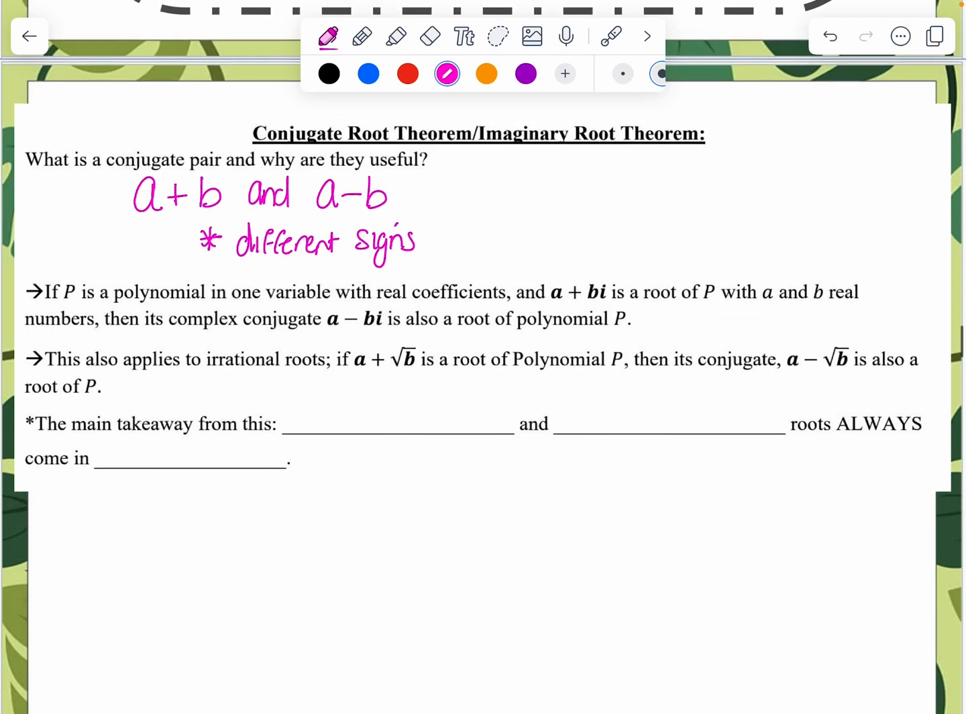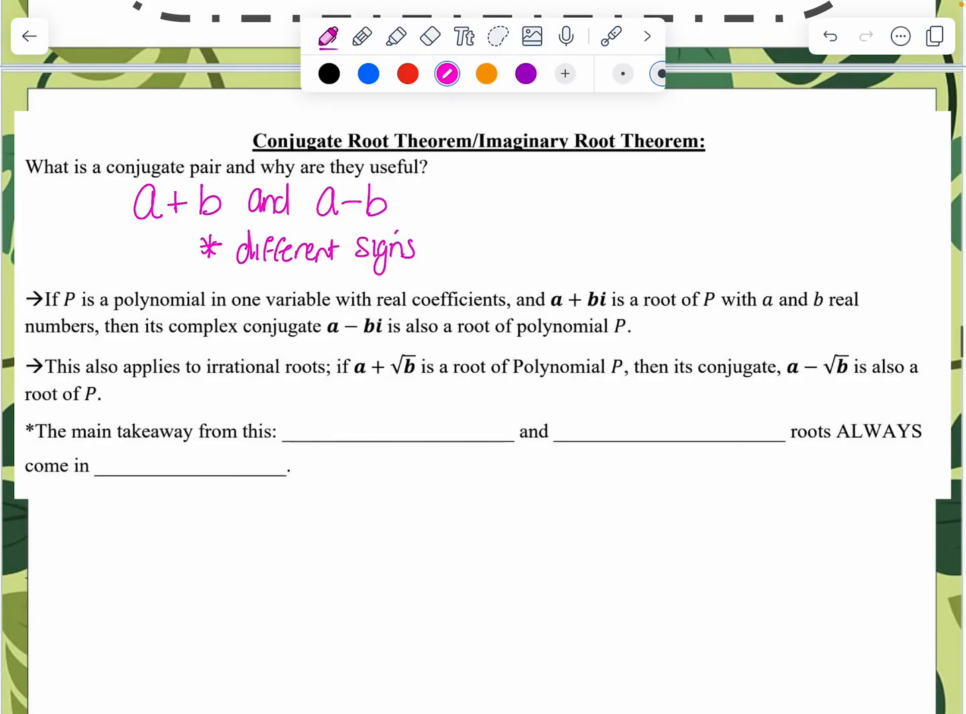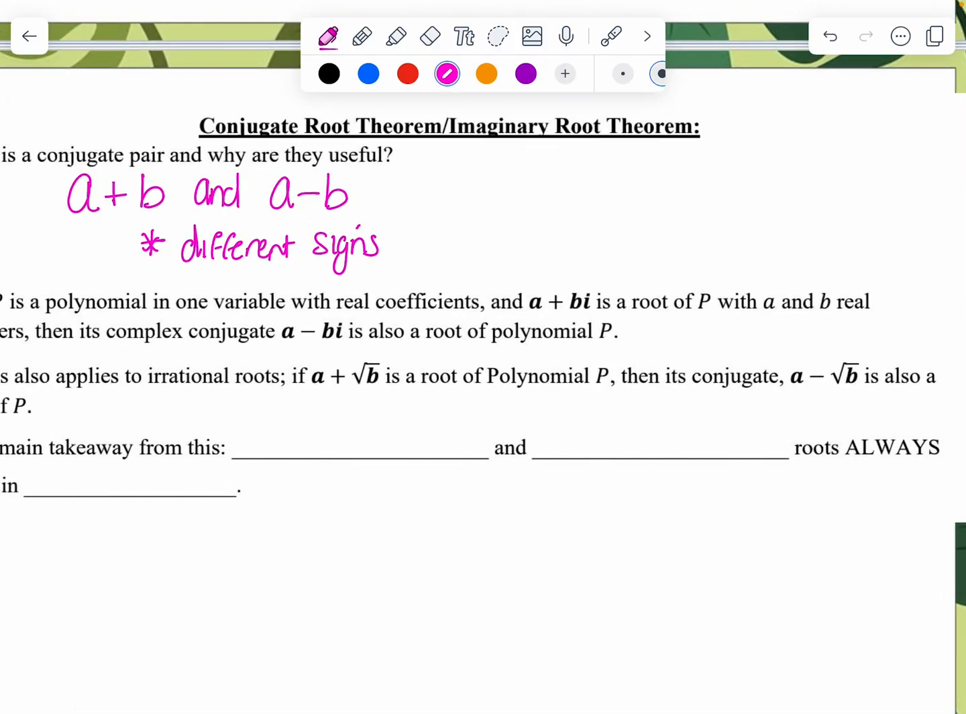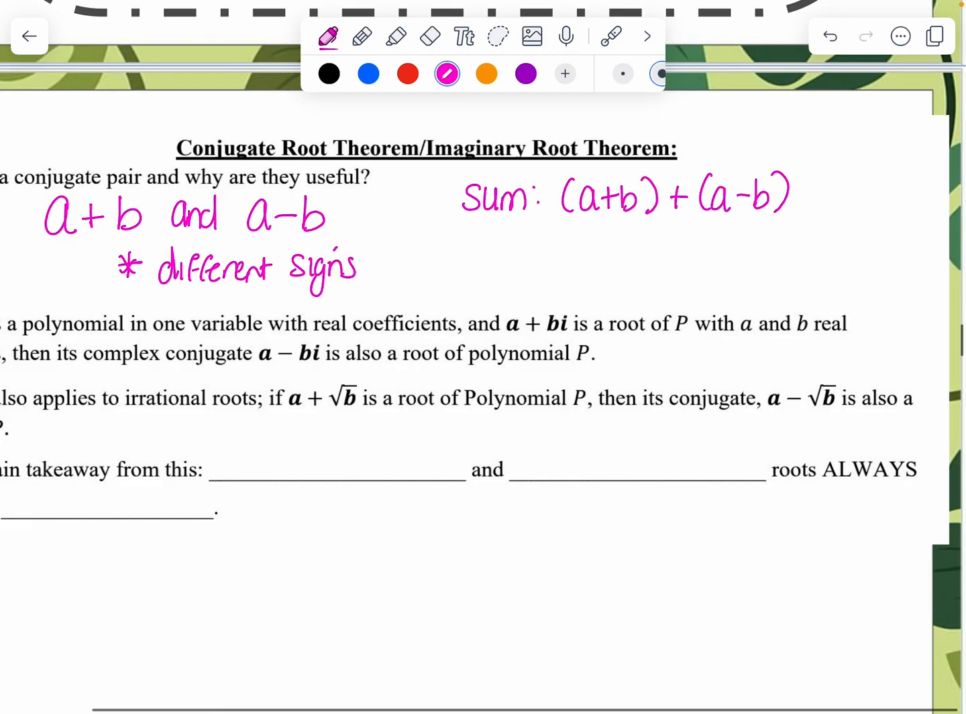And the way that they can be helpful is those middle terms tend to cancel out when we use addition and multiplication. So for instance, if I'm going to find the sum of a plus b plus a minus b, that positive b and that negative b, they cancel. So I just end up with two a's because b minus b is just 0, but a plus a is 2a. So that's kind of nice.